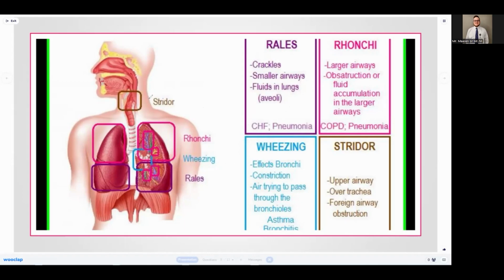And then again, stridor, you're only going to hear over the trachea, upper airway. There's either a foreign body or huge amounts of swelling, injury to the trachea, something like that. And that's an emergency if I hear stridor.